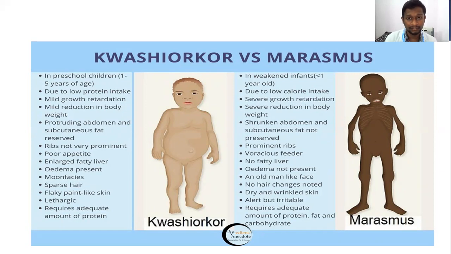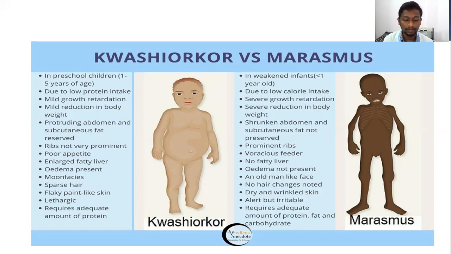Mild growth retardation, if it happens in childhood. Mild reduction in body weight. They would have a chubby or protruding abdomen and a subcutaneous fat reserve. Ribs are not prominent because there is subcutaneous fat, because that is reserved. Only proteins are lost. Poor appetite, and they can have an enlarged fatty liver because the liver is working more. There would be edema present, that is why the baby looks chubby. They have moon faces with big cheeks and nothing sunken. They have sparse hair, flaky paint-like skin, and are lethargic. They require an adequate amount of protein. You just provide them with protein and they would improve a lot.